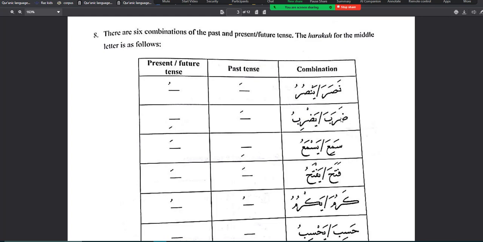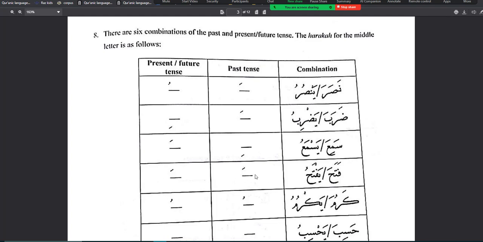And daraba yadribu. What is the middle letter? Fatha for the madi and kasra for the mudare. Daraba yadribu. So if you see any similar example to daraba yadribu, you should say that it belongs to bab daraba. Samia yasma'u: samia has a kasra and the mudare has a fatha. Samia yasma'u. And fataha yaftahu. This is easy because both have a fatha.